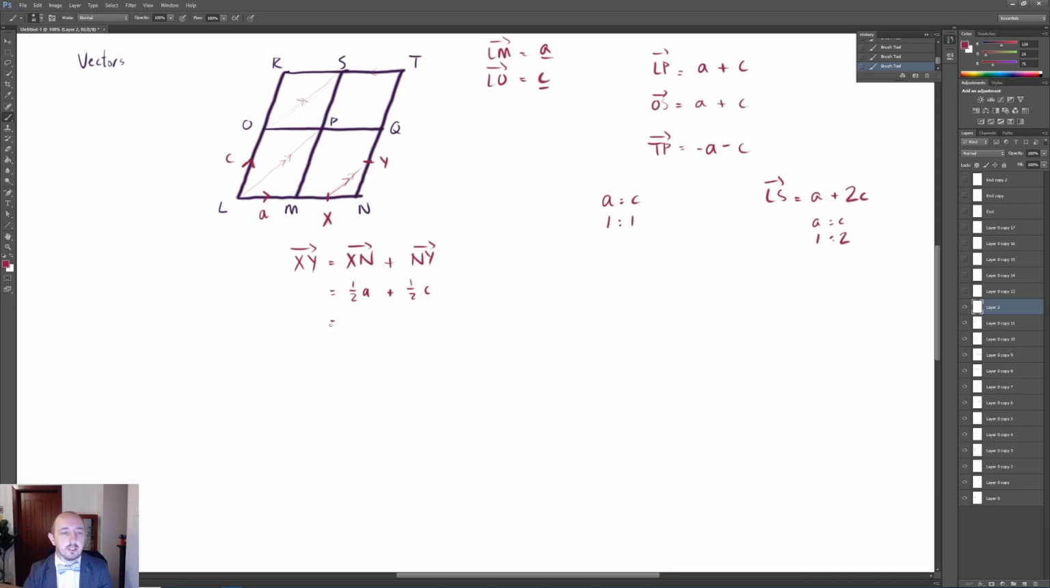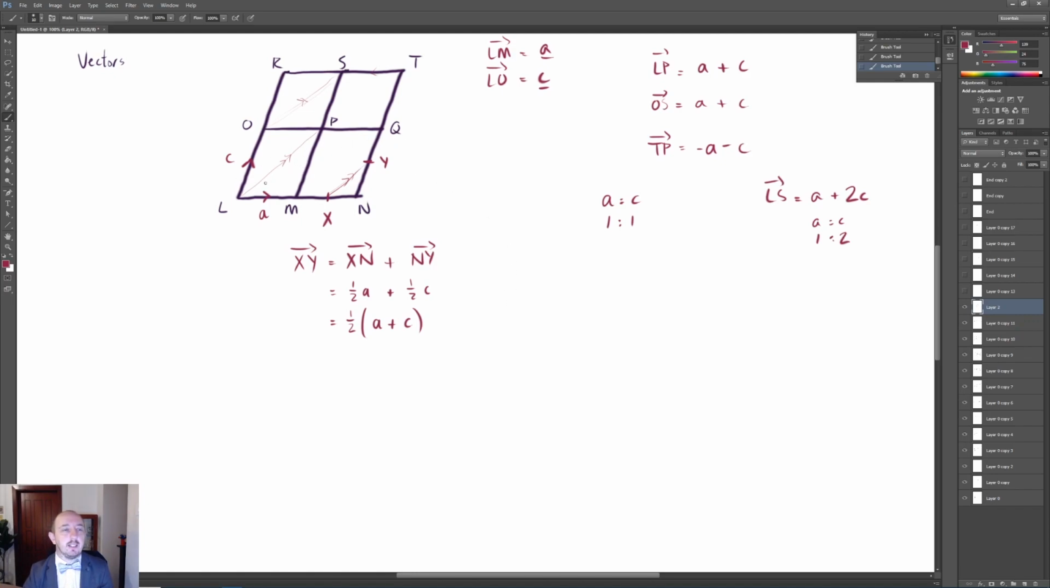And I can show that they're in the same ratio by factoring out the half, and I get half of A plus C. And you can see now that the 1-to-1 ratio has appeared because I've factored out the half, and I've proven that they're parallel to the other two because they're in the 1-to-1 ratio. If I leave it as half A and half C, that's not really enough. We need to factor out that half.